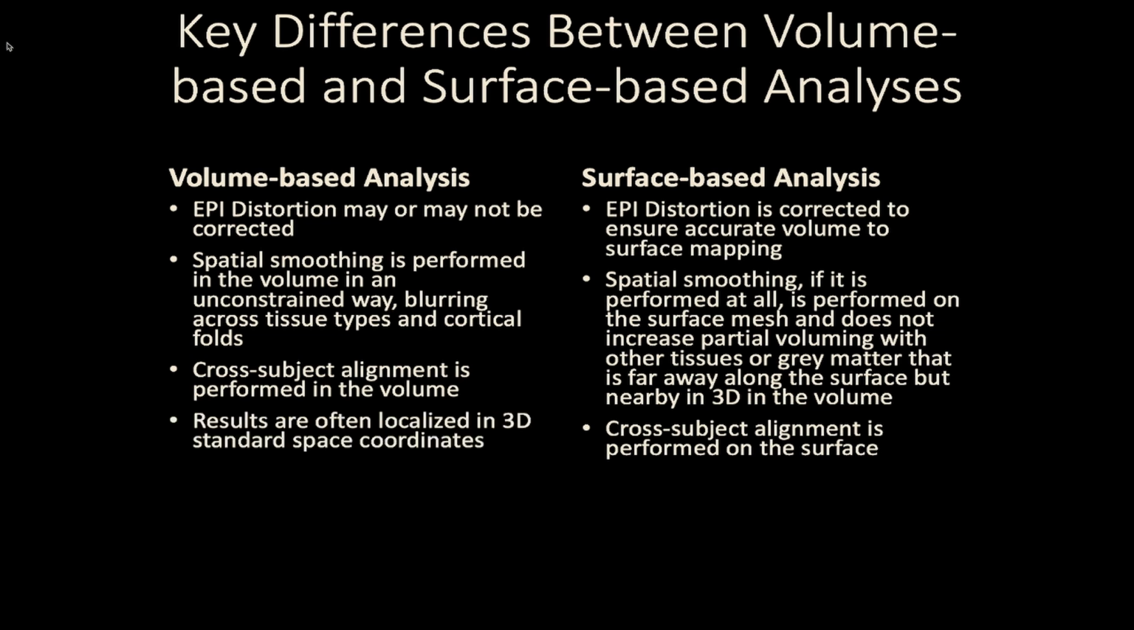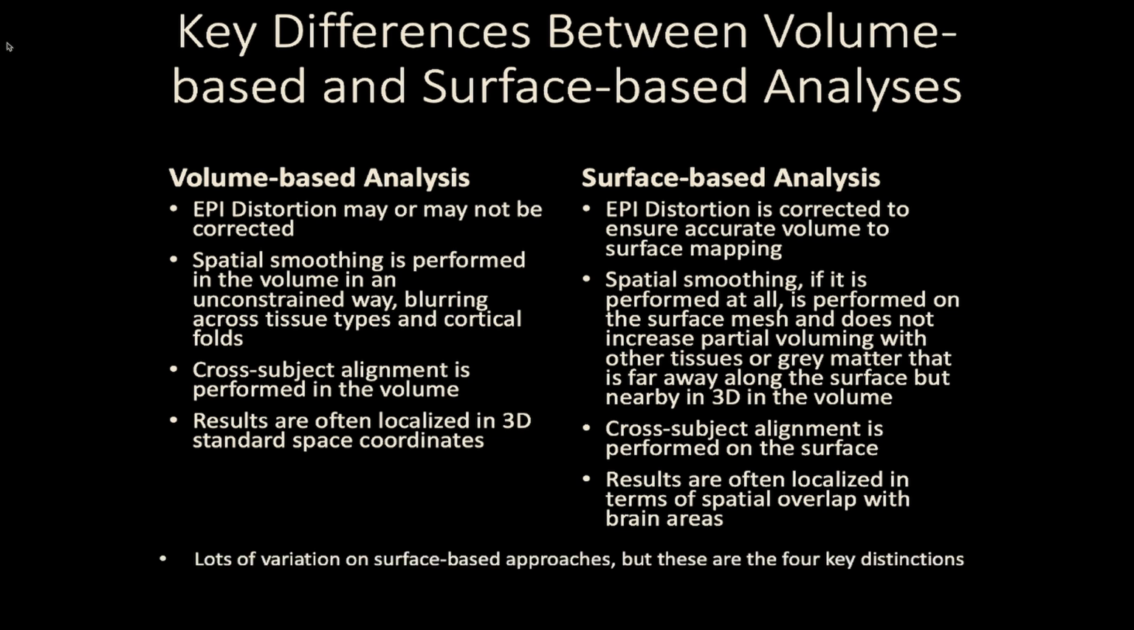People often localize their results in 3D standard space coordinates for volume-based analyses, but on the surface, people can do better than that. We can actually see if a particular area of activation overlaps with another cortical area and say that they're the same area or they're not the same area based on spatial overlap. There are lots of variations in surface-based approaches, but these are the key ones to keep in mind: correct the distortion, smooth on the surface rather than the volume, align across subjects on the surface rather than the volume, and then how you present the results downstream.